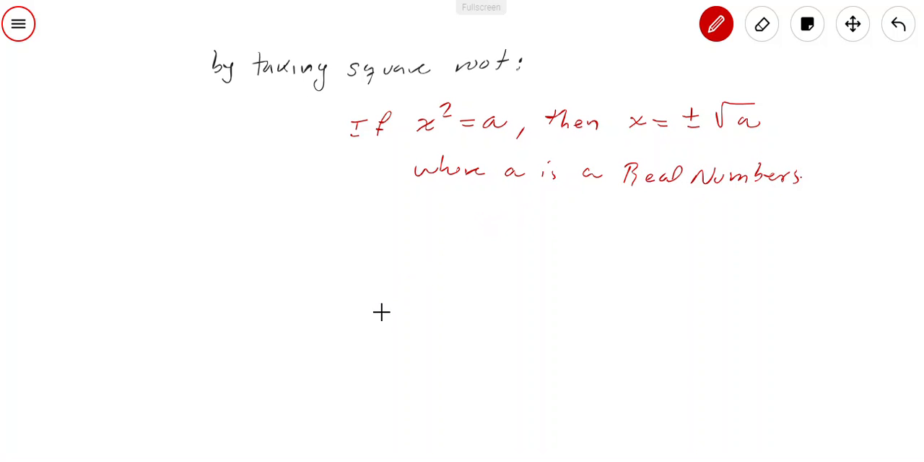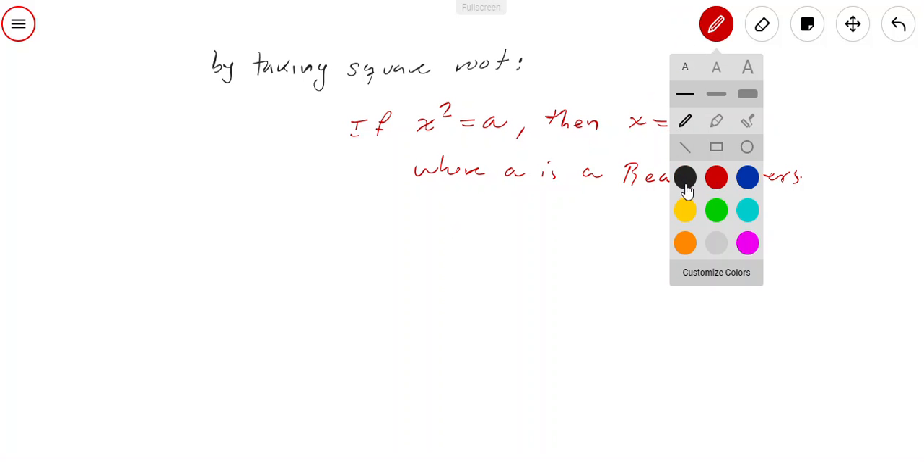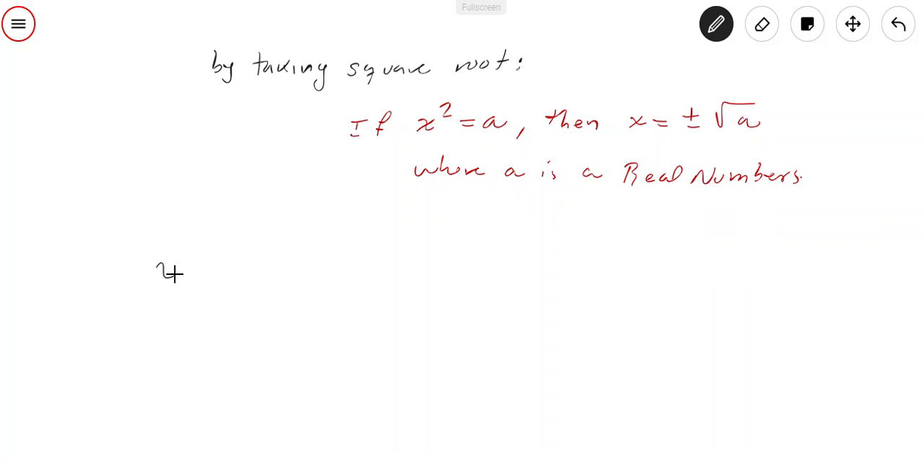We're going to later study the complex numbers, and we're going to see that a can also be a complex number. But as we're working now in the set of real numbers, let us say that a is a real number. So what it means, if I have x squared equals 50, I will be able to solve this equation by taking the square root.